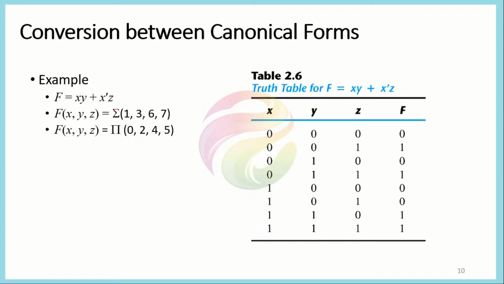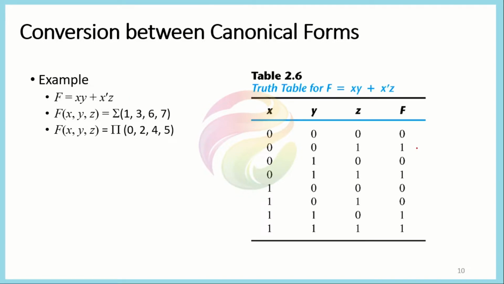Say we have a function like this one, xy plus x complement z. First we need to represent this in the form of min terms or max terms. We can derive it through the truth table. This is a 3-input system, so we will first have the 8 combinations here, and by applying this Boolean function, the final result is here.